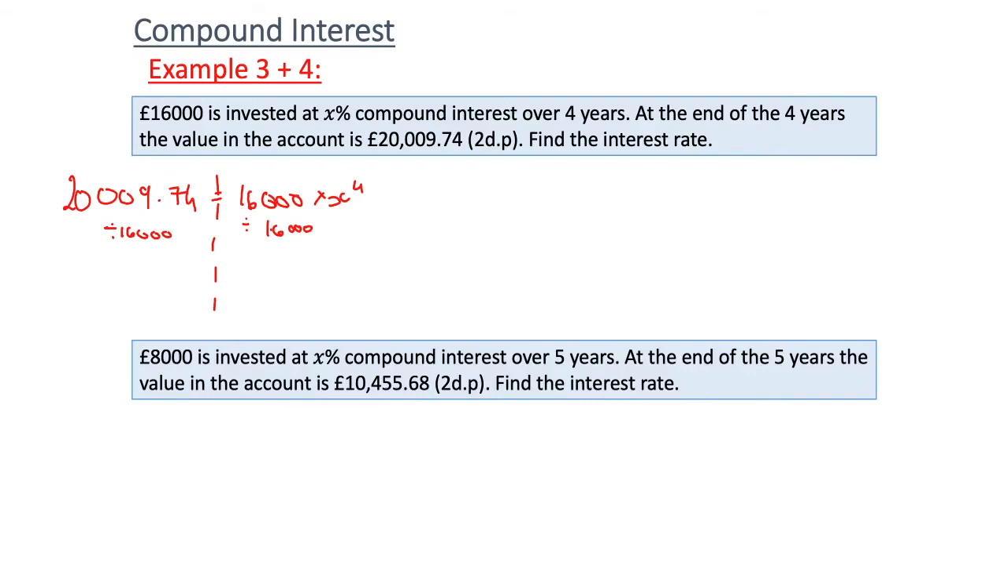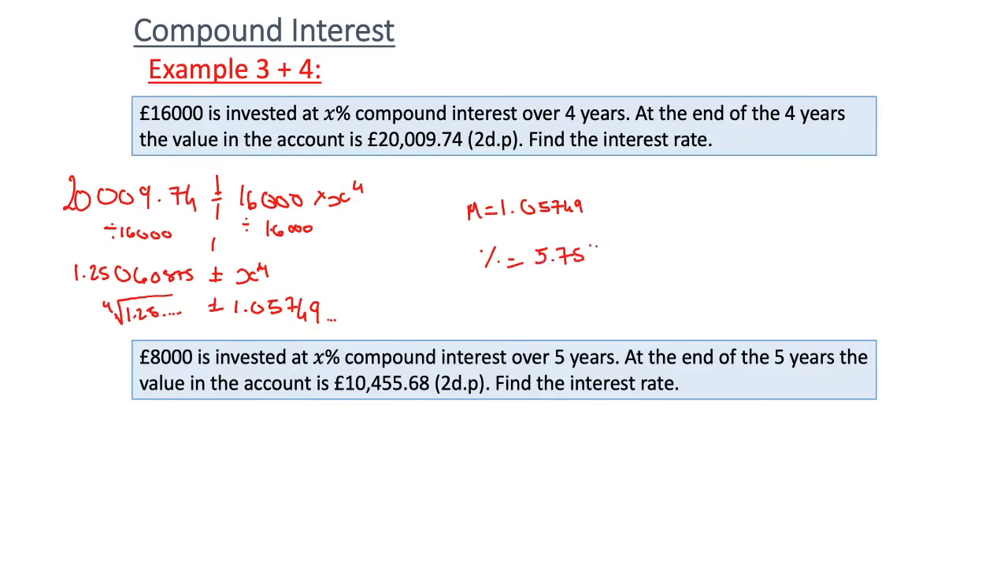We'll end up here with 1.25060875, which is equal to x to the power of 4. Then we have to take the fourth root of our decimal, and that will give us a value of 1.05749, and it keeps going, but we'll stop there. That is our multiplier, 1.05749. So our percentage, once we have rearranged our formula, rounded to two decimal places, will be 5.75%. So that's going to be our interest rate.